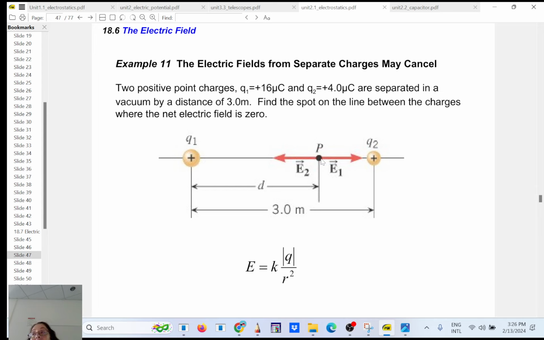At that point P, you're going to have an electric field from Q1 and an electric field from Q2. And in that case, they cancel each other. So E1 equals E2. So find that distance here. Okay, so use that formula. You can do it.